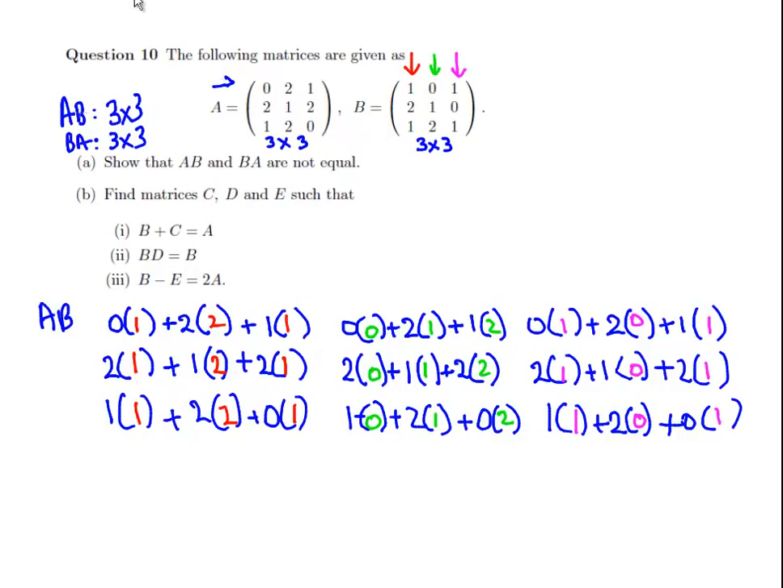So all we have to do now is solve these simple calculations. Here we have 0 plus 4 plus 1, that's equal to 5. 2 plus 2 plus 2 is equal to 6. 1 plus 4 plus 0 is equal to 5. Over here we have 0 plus 2 plus 2, that's equal to 4. 0 plus 1 plus 4, that's equal to 5. 0 plus 2 plus 0, that's equal to 2. Here on the top corner, there we have 1. Here we have 2 plus 0 plus 2, that's equal to 4. And finally, over here we have just one. So AB is equal to that.